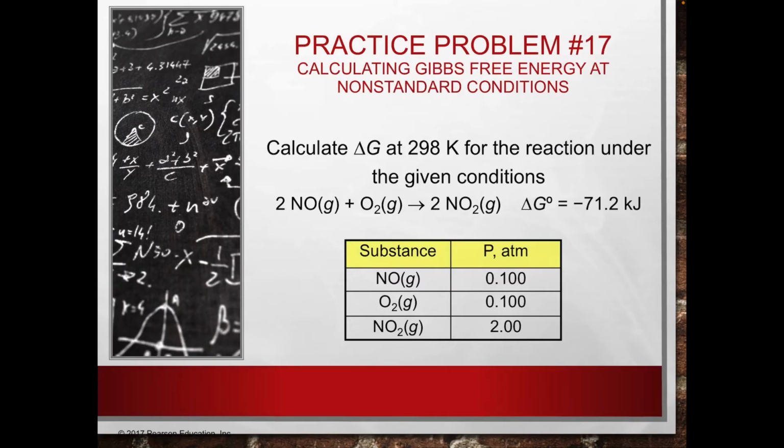All right, let's go ahead and try some calculations. So this says calculate delta G at 298 Kelvin, which is a standard condition, that's 25 degrees Celsius, for the reaction under the given conditions. So we have our reaction there, we have our delta G naught already, and then we have pressures. As you can see, the pressures are not 1 atm. So this is telling us that we are not at standard conditions. So we'll need to use delta G equals delta G naught plus RT natural log of Q.